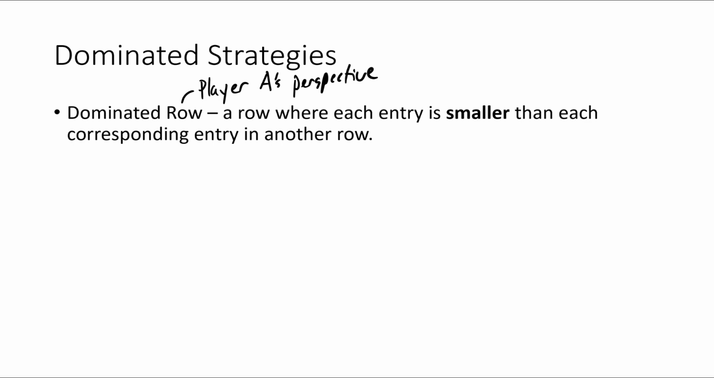And this is important. We need to know whose perspective we're looking at numbers from. So from player A's perspective, big numbers are good, small numbers are bad. Negative numbers are bad, positive numbers are good, but just in general, the bigger the number, the better for player A. All right, so let's look at an example.